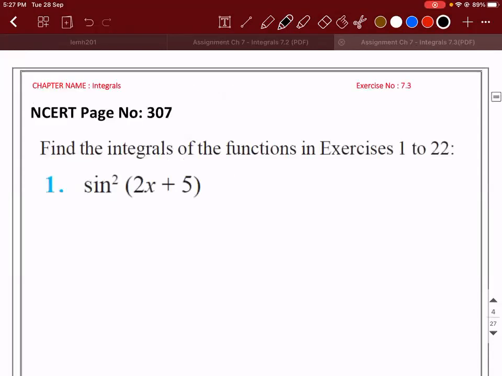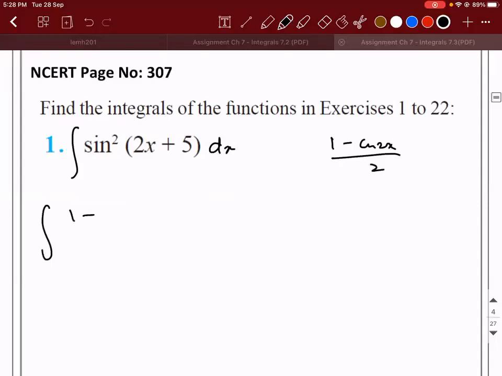Okay, next. Tell me how to do this problem. So you have sine raised to the power 2. So sine raised to the power 2 is what? You'll get sin square from this thing: 1 minus cos 2x divided by 2. So the integral of 1 minus cos of 2 times 2x plus 5, the whole divided by 2 times dx.